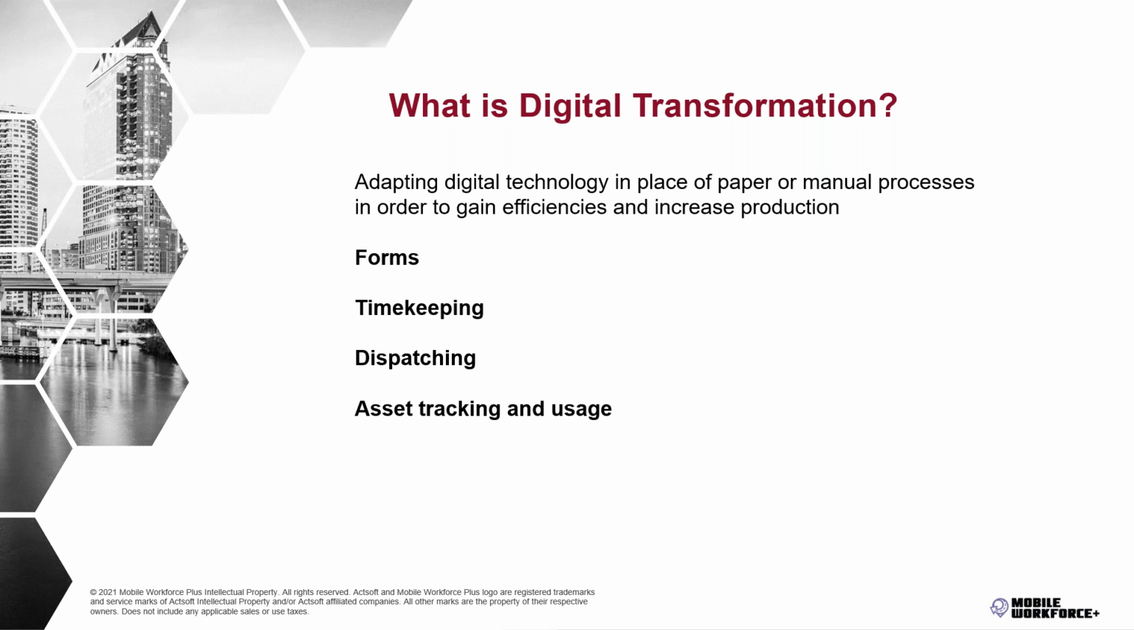Dave. So now that Dave showed you some statistics around digital transformation, let's look at exactly what that means. The definition is basically the process of adapting to digital technology to replace your paper or manual processes in order to gain efficiencies and increase your production. So we can see this done in several ways, most commonly in these 4 areas.